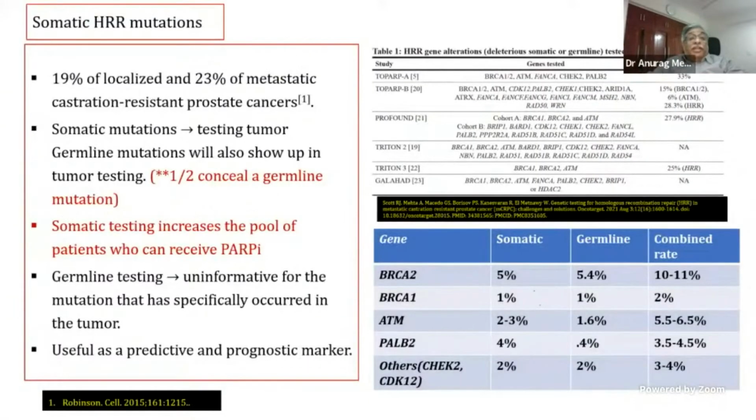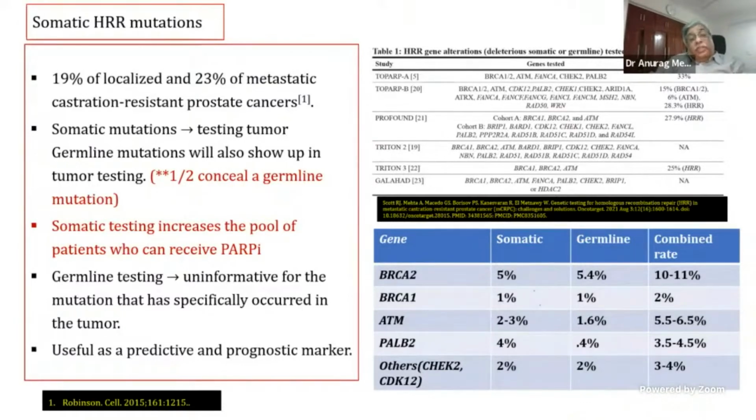Now, as far as the somatic mutations are concerned, they're seen in 19% of the localized prostate carcinoma and 23% of the metastatic castration-resistant prostate cancer. Just about double the numbers that you see with the germline mutations. So for somatic mutation, we carry out testing on the tumor specimen. But remember, when you test the tumor specimen, that will also show up the germline mutations. So when you find a mutation in the tumor tissue, about half of them are actually of germline origin.